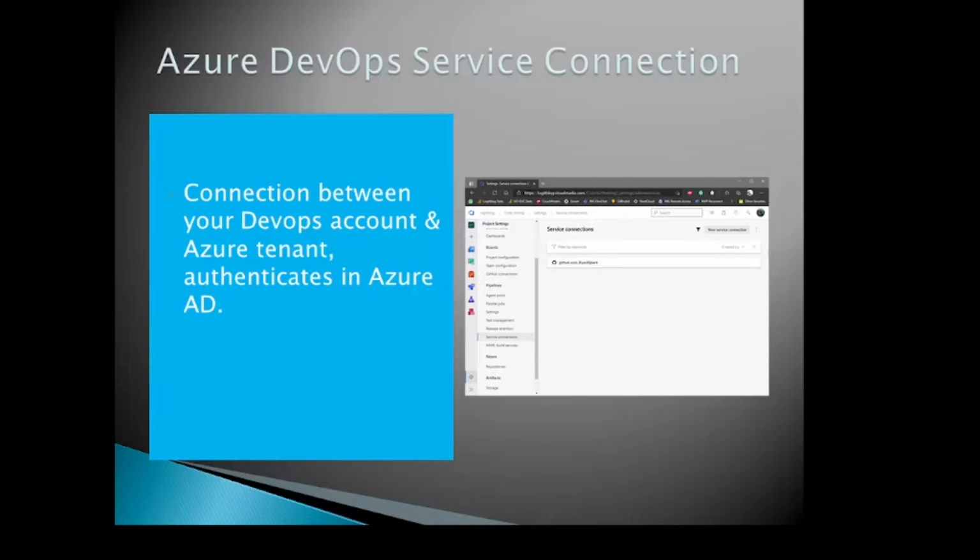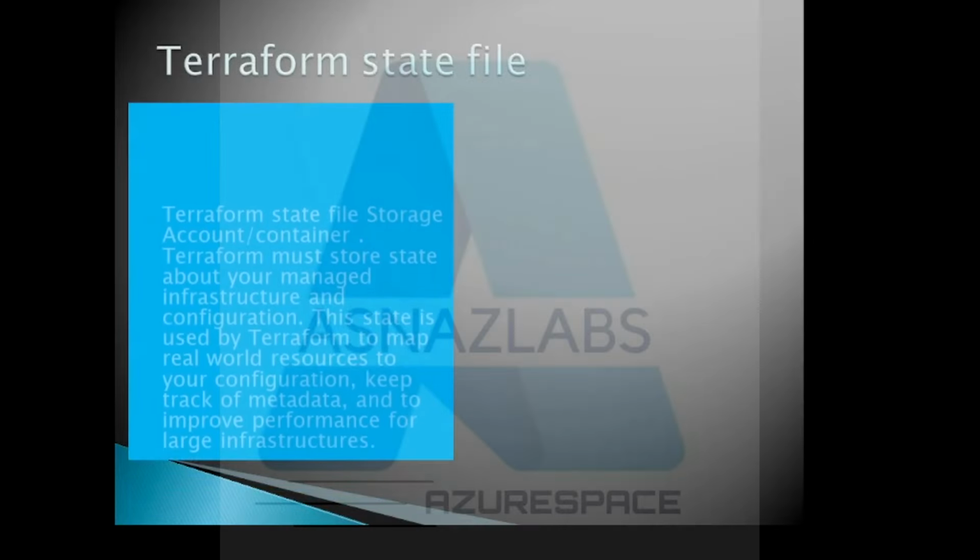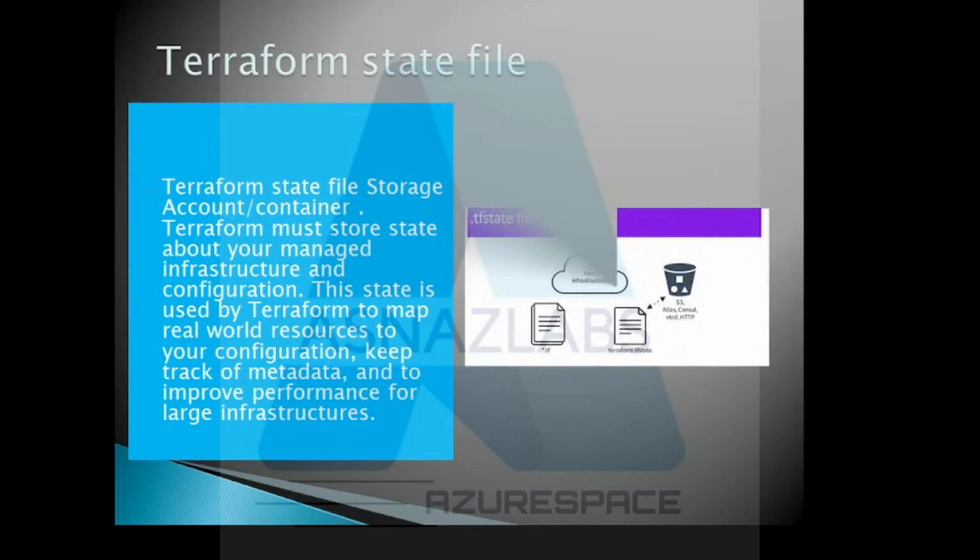Create a Terraform state file storage account container in your Azure subscription. Terraform must store state about your managed infrastructure and configuration. This state is used by Terraform to map real-world resources to your configuration, keep track of metadata, and to improve performance for large infrastructures. Terraform uses this metadata to understand the existence of your resource in the Azure tenant.